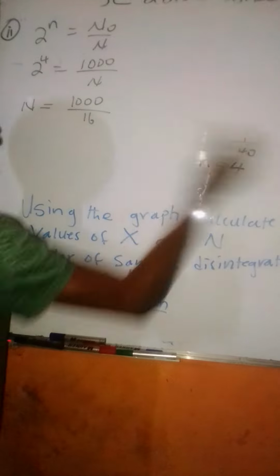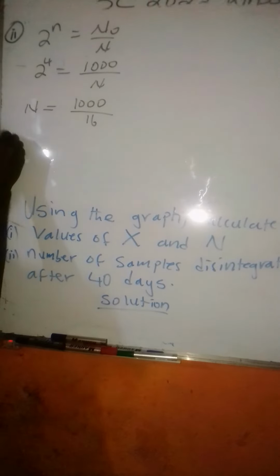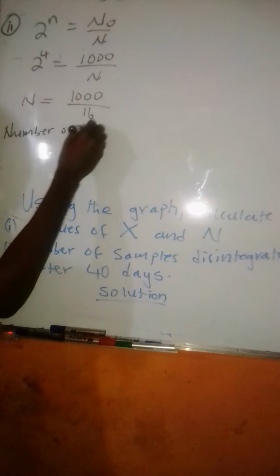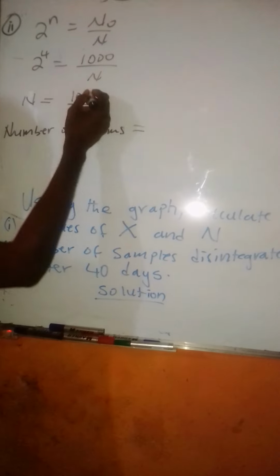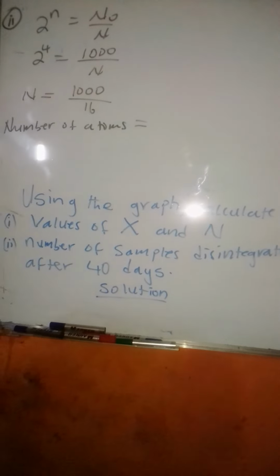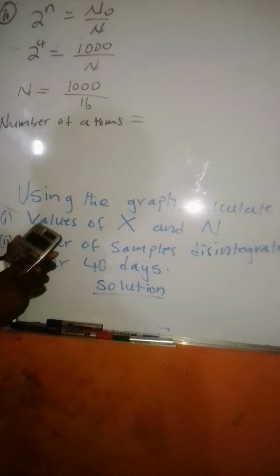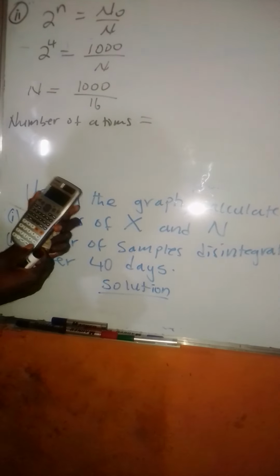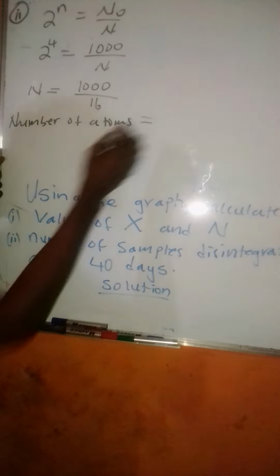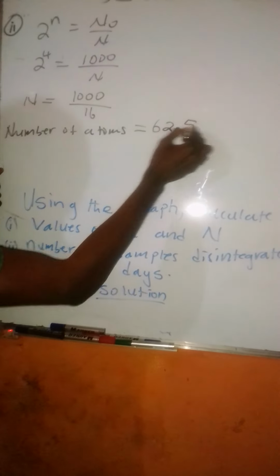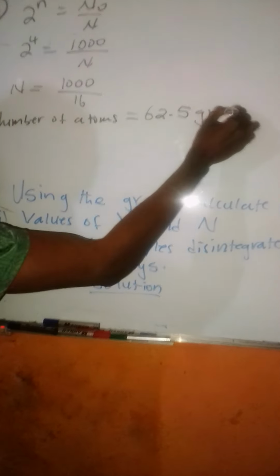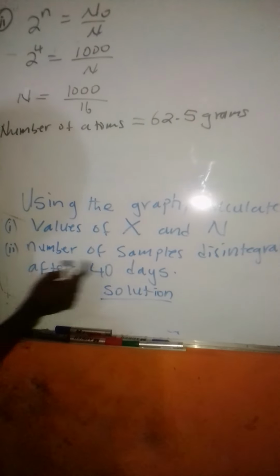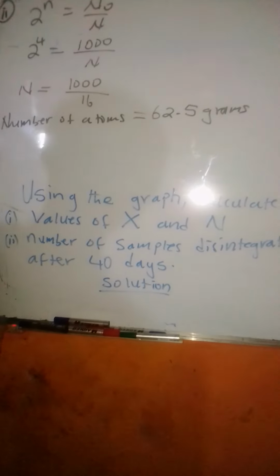So the number of atoms left is 1000 divided by 16, which will give us something like 62.5 grams. But this is not what we are required to calculate. We are required to calculate the number of samples that disintegrated.